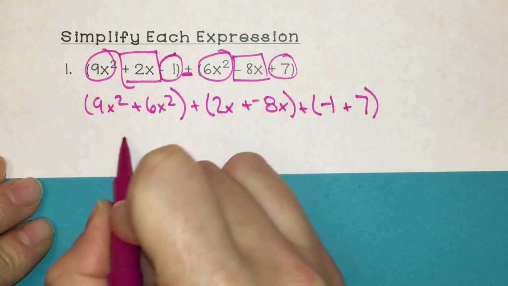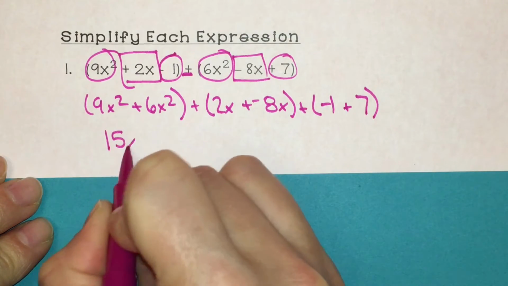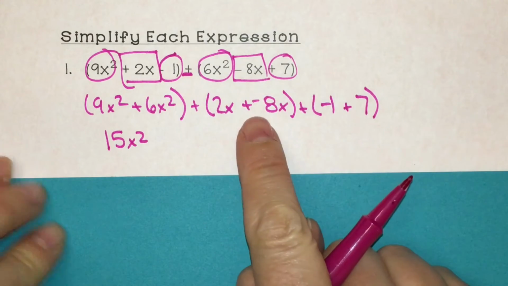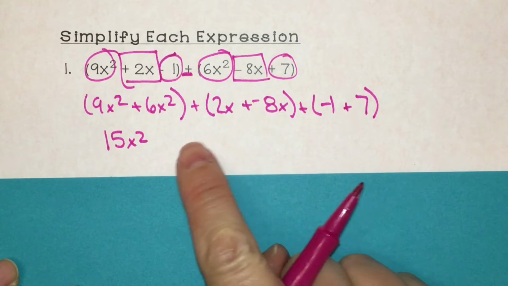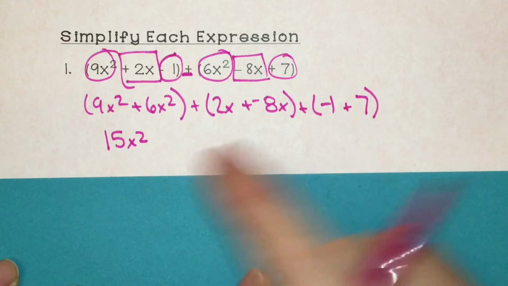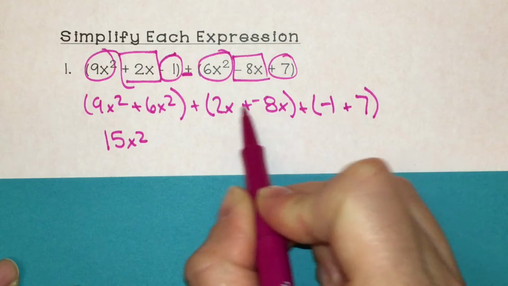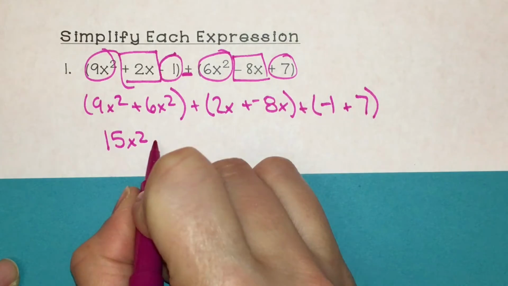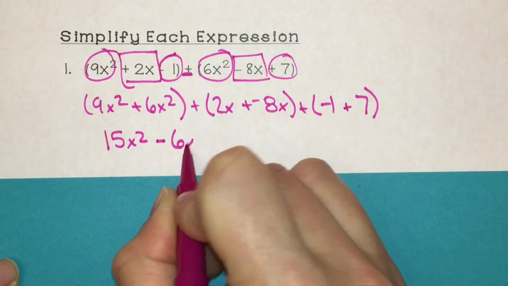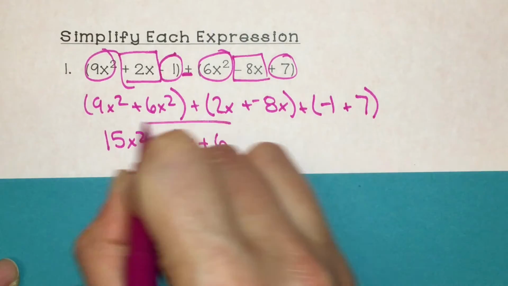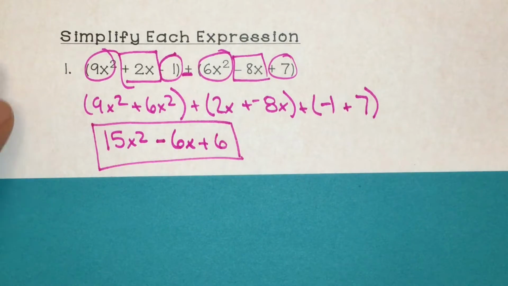All right, x squared terms, 9 plus 6, 15x squared, plus, but I do see that this is actually going to be negative, so I'm not going to put my plus yet. You can, and just simplify your final answer. 2x plus negative 8x. 2 plus negative 8 is negative 6, so negative 6x plus negative 1 plus 7 is 6, and it is in the correct order for exponents.